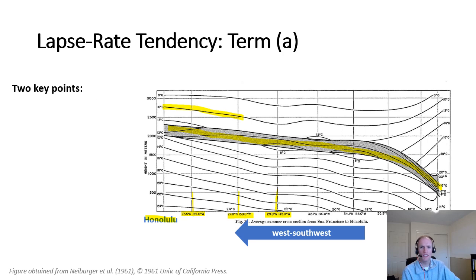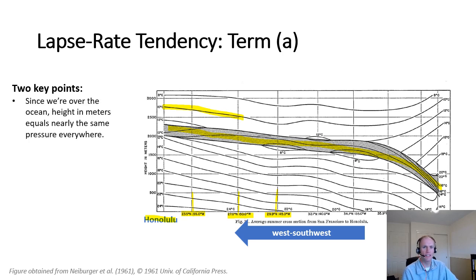There are two key points to keep in mind when we're interpreting and reading data from here. Since we're out over the ocean, height in meters, which is what our vertical axis is here, equals nearly the same pressure everywhere. The ground down here is at 0 meters everywhere. There's no difference, at least not a very significant difference, in terms of the height of the ocean from one location to the next. And so when we see 500 meters, that's going to be about the same pressure everywhere, minor meteorological changes notwithstanding. Same for 1,000, 1,500, all the way up to 3,000 meters.